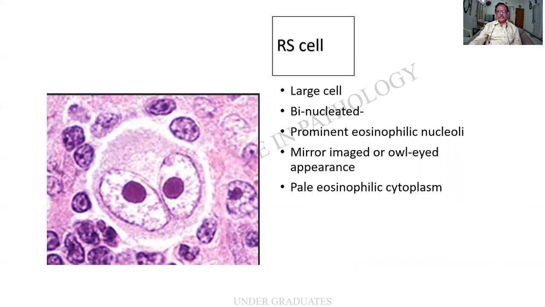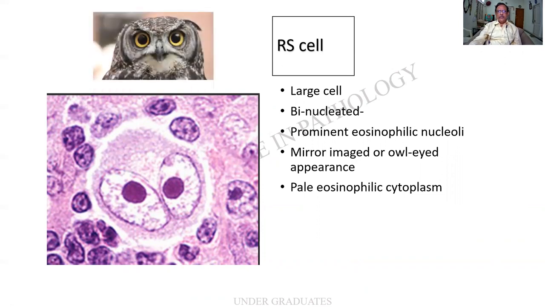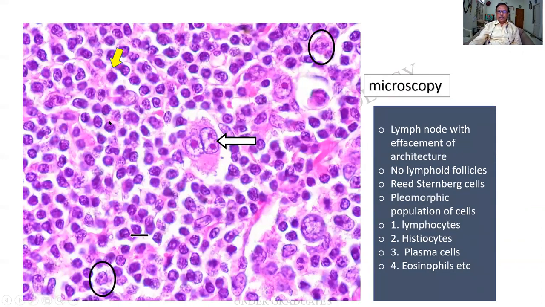This itself is a question for you people. And compare the owl-eyed appearance. This will be there. It is a difficult slide for you people. It might not be kept, but we should know. So these are the R.A.T.S cells. In this, I am finding there are 3 nuclei, okay, and they are having eosinophilic nucleoli. That is important.